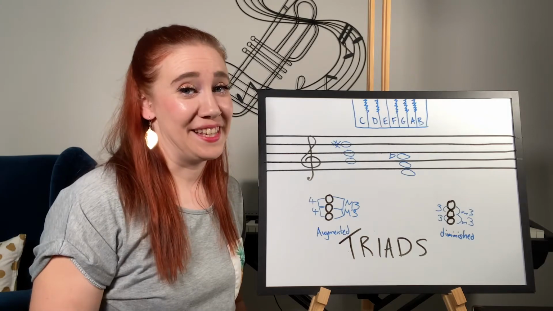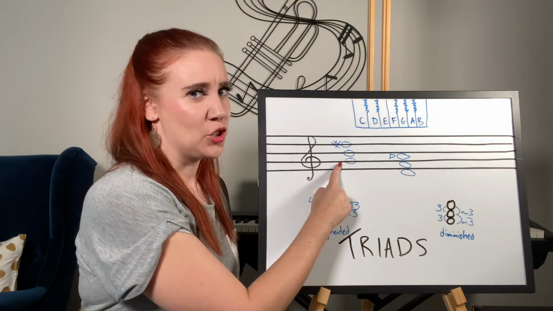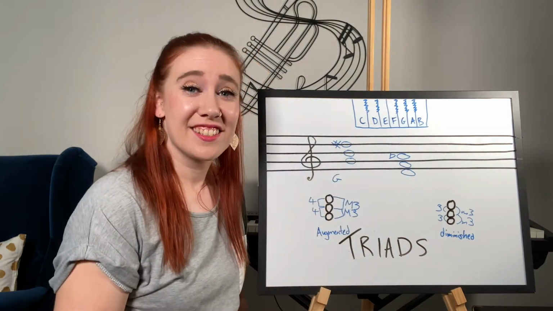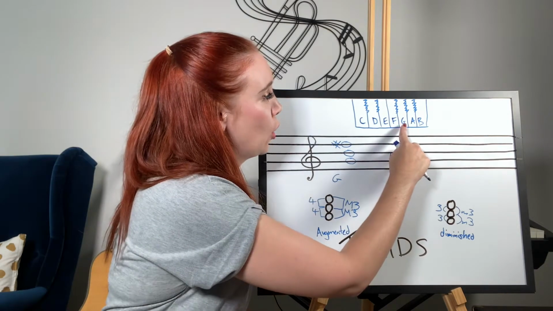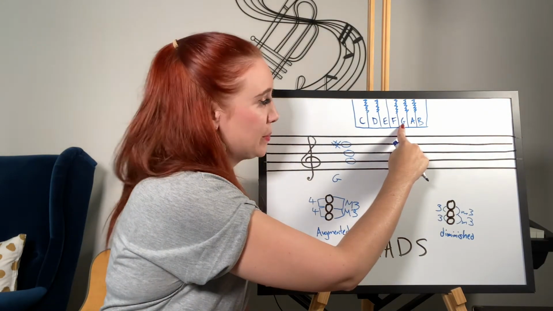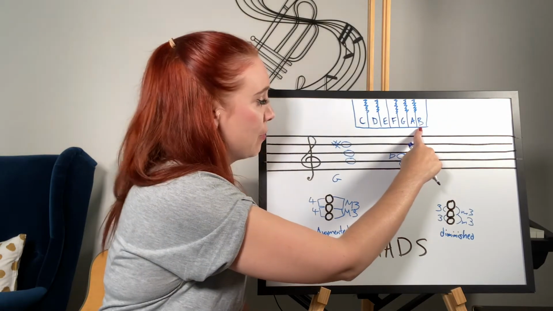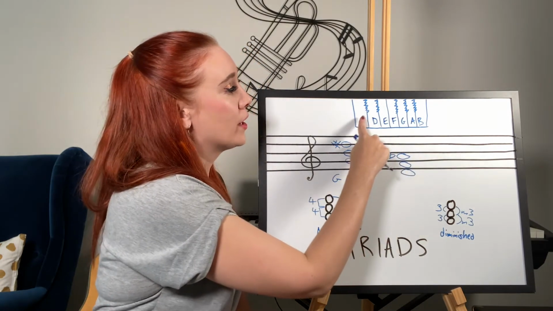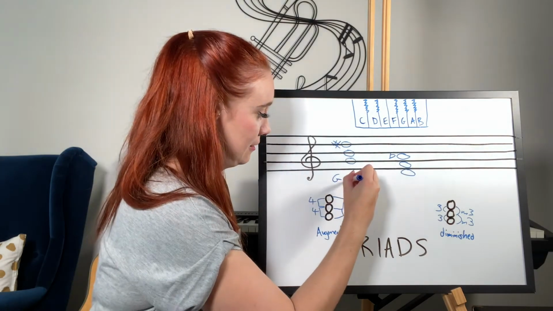Okay, let's name these triads. First one starts on G, so it has to be G something. Next, let's count the semitones between G and B. So we don't start on that first one, so we count up 1, 2, 3, 4. And now let's count between B and D sharp. 1, 2, 3, 4. So it must be augmented.